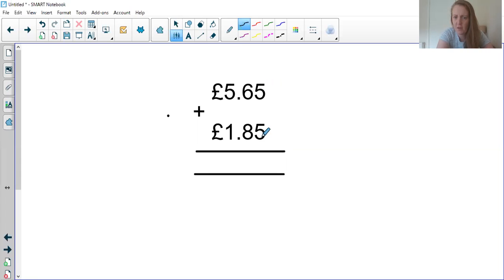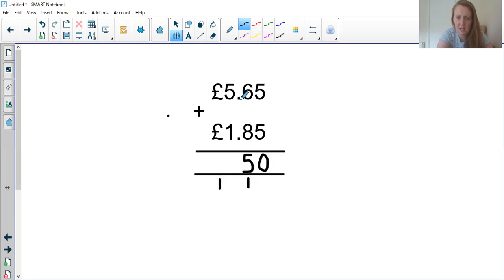So we know that 5 and 5 is 10. So I'm going to put my 0 down and carry my 1 over. 6 and 8. Well, I know that 6 and 6, double 6, is 12. Add on another 2 to make 8. That's 14. Add on 1 is 15. So I'm going to put a 5 here, and I'm going to carry the 1 over here.